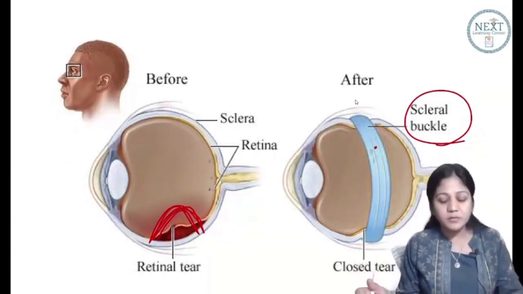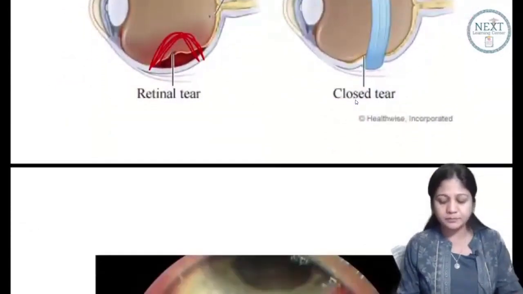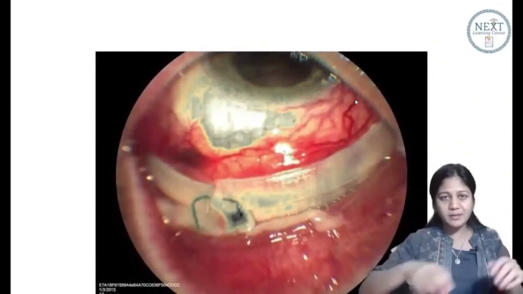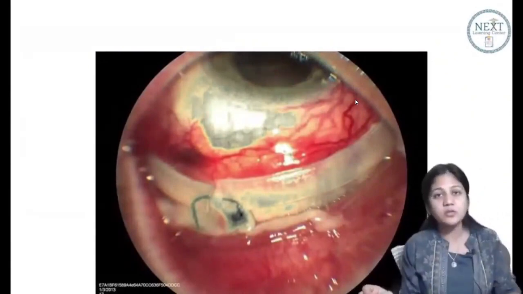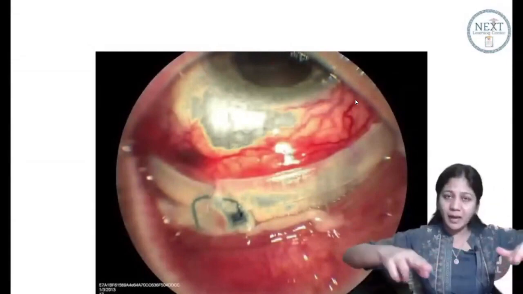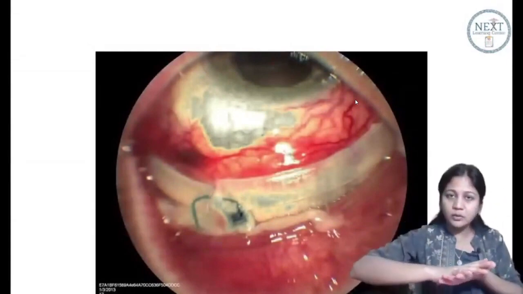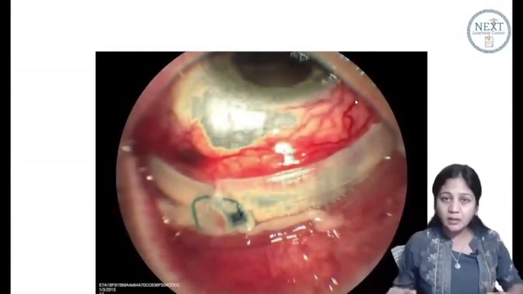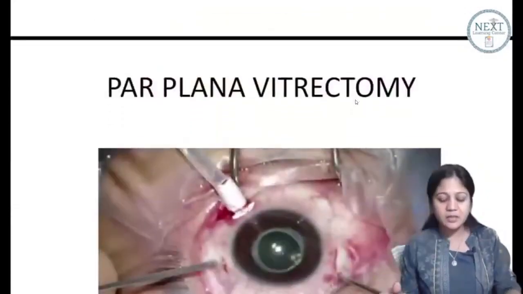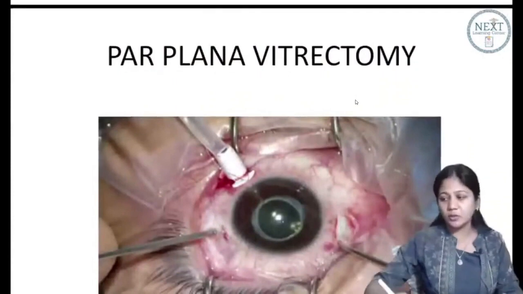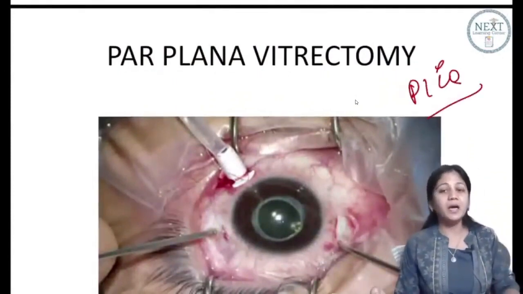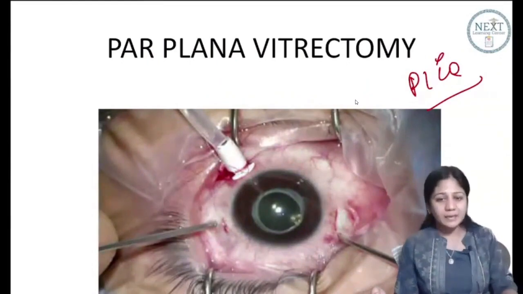But suppose you have tractional bands. Suppose you have a TRD where there are tractional bands. Can it be treated from the external approach? No. You must go inside, cut the tractional band, settle the retina down, make the tear seal, drain the fluid. So this will be done by an internal surgery, and this is again a picture question. Pars plana vitrectomy. Is that clear to all of you?